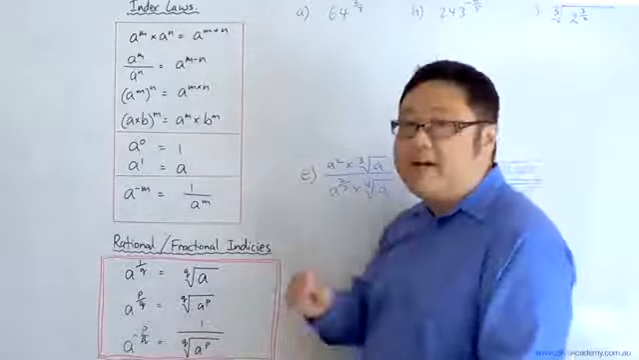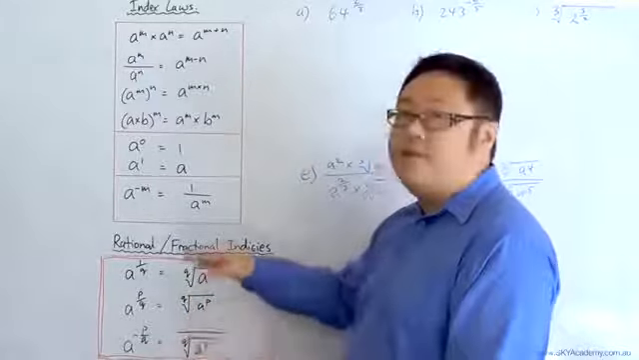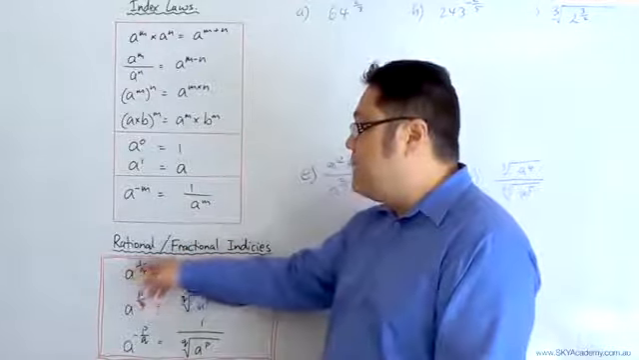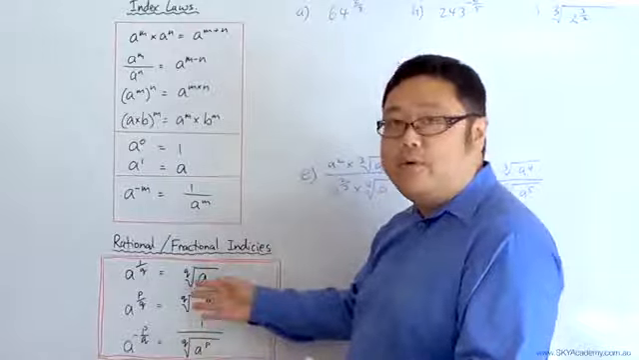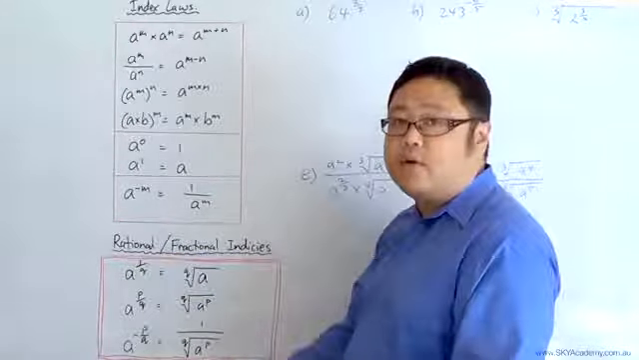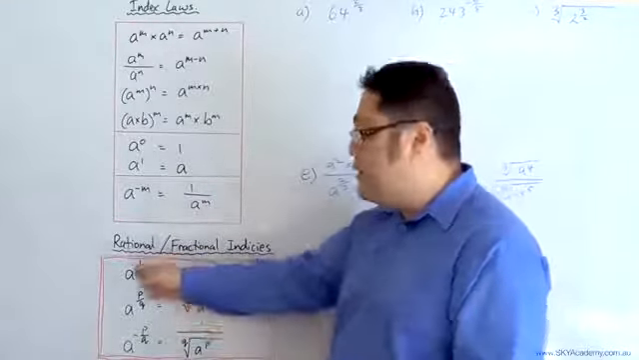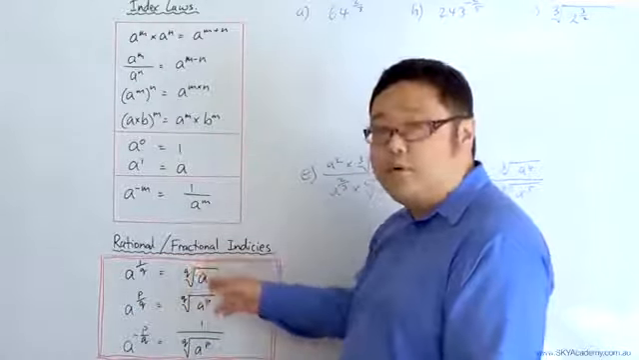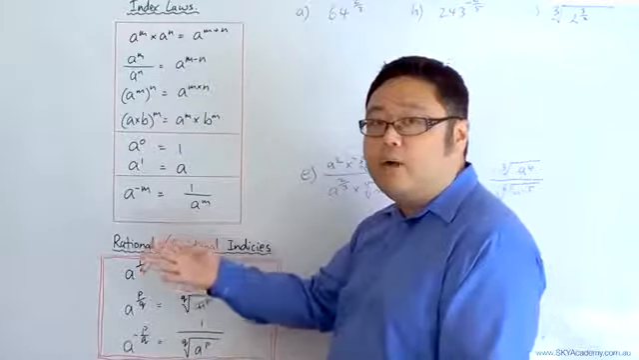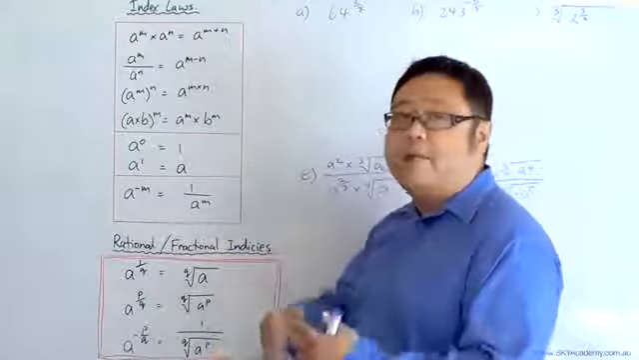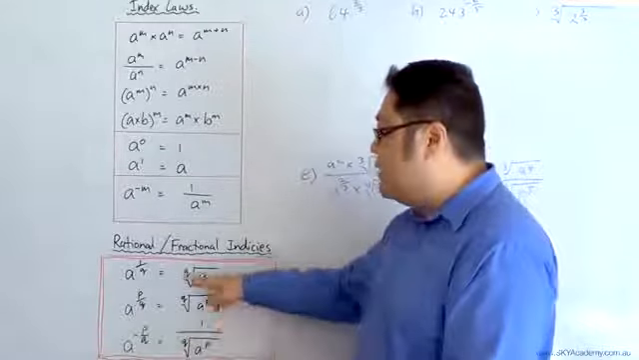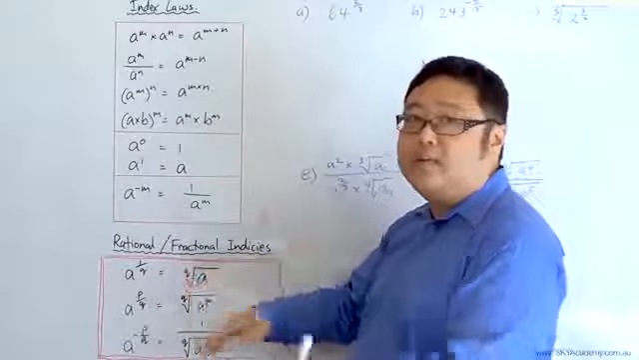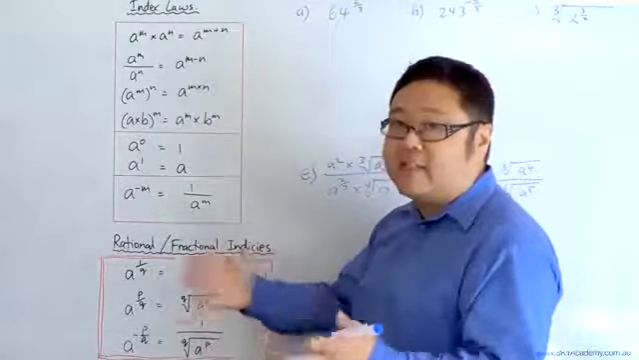That basically ends up being the root of that number. So if it was a to the power of a half, it would be the square root. If it was a to the power of 1/3, it would be the cube root. A to the power of 1/4 would be the 4th root, a to the power of 1/5 would be the 5th root, etc. So a to the power of 1 over q would be the qth root, if there's such a word.